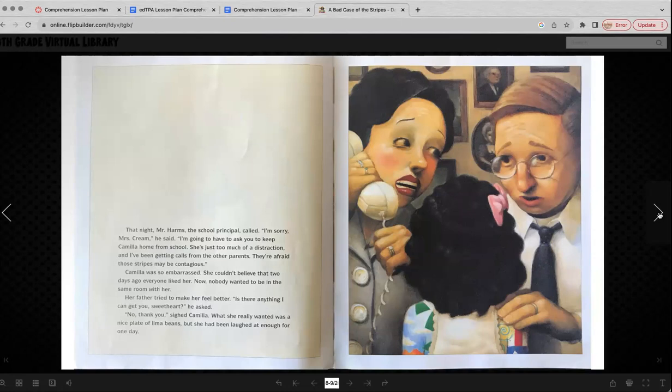Camila was so embarrassed. She couldn't believe that two days ago everyone liked her. Now, nobody wanted to be in the same room as her. Her father tried to make her feel better. "Is there anything that I can get you, sweetheart?" he asked. "No, thank you," sighed Camila. What she really wanted was a nice plate of lima beans, but she had been laughed at enough for one day. So why do you think Camila turned down the offer that her father gave her and said nothing when she really wanted lima beans?